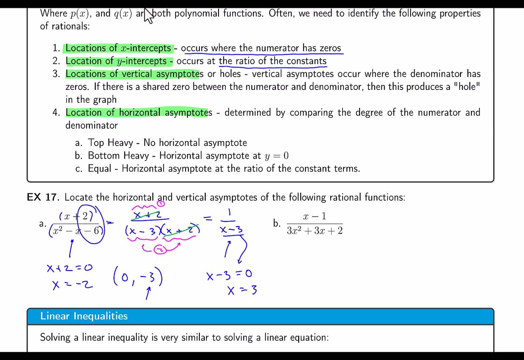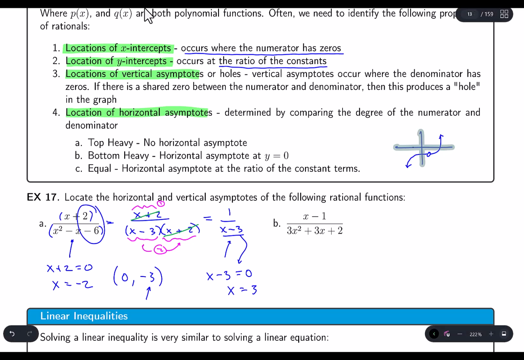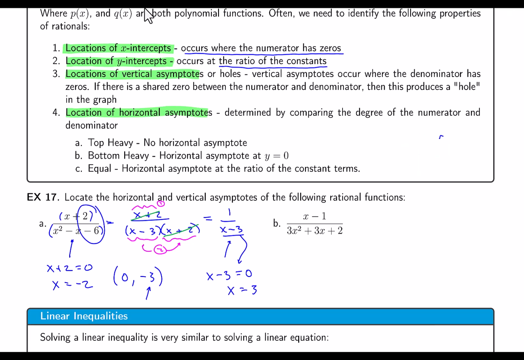And a hole in a graph kind of looks like, you're graphing it, you come across a point that just doesn't exist. All right, so that's a hole in the graph. And those happen whenever you have a shared factor in the numerator and denominator. So that's basically what we've shown in this particular example.